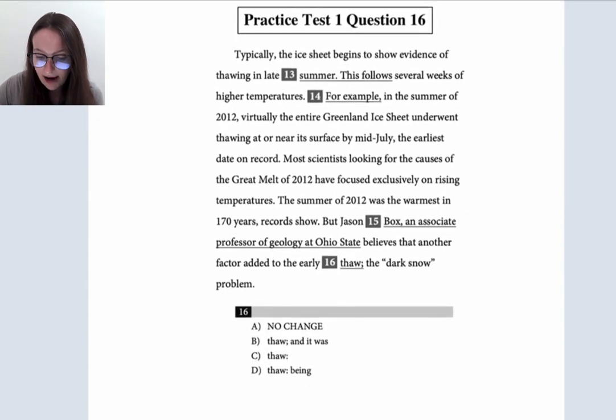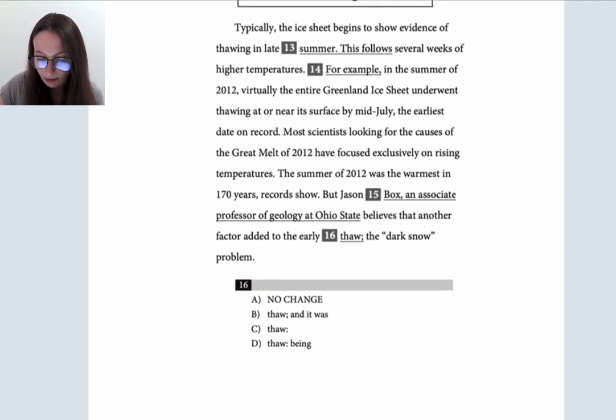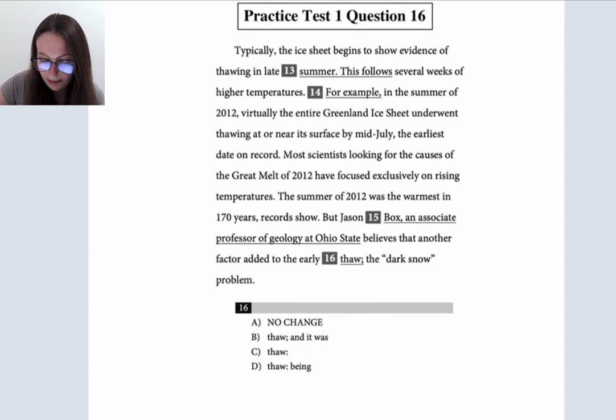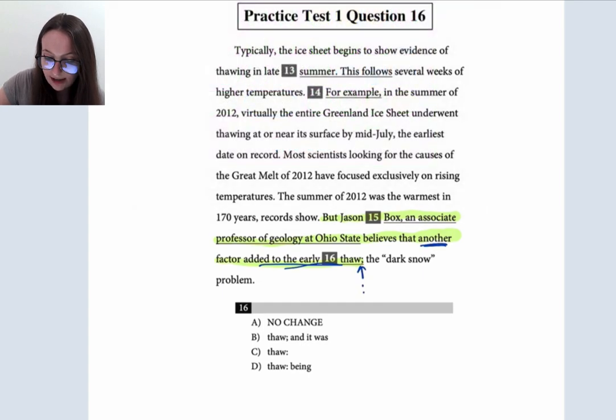Alrighty, so let's look at some actual SAT questions to see what's going on here. Let's begin with number 16. It says, but Jason Box, an associate professor of geology at Ohio State, believes that another factor added to the early thaw. Stop. So we know that another factor added to the early thaw, but we don't yet know what it is. So we're going to then want to put a colon here as an opportunity to present or reveal what this other factor is, which they end up saying is the dark snow problem.